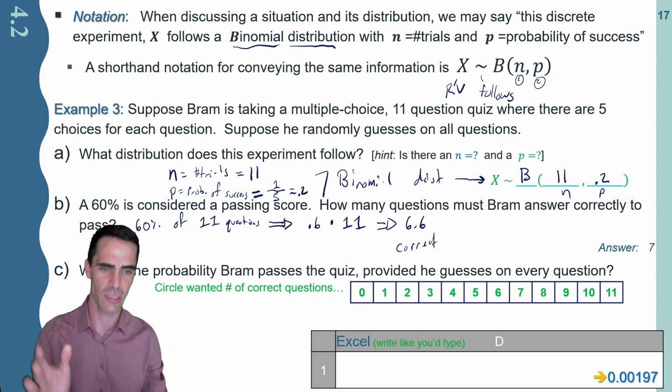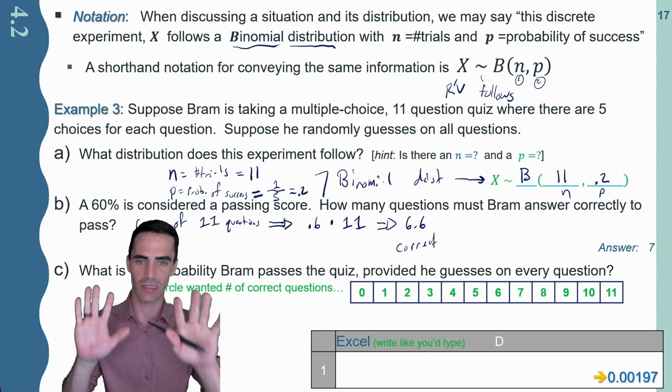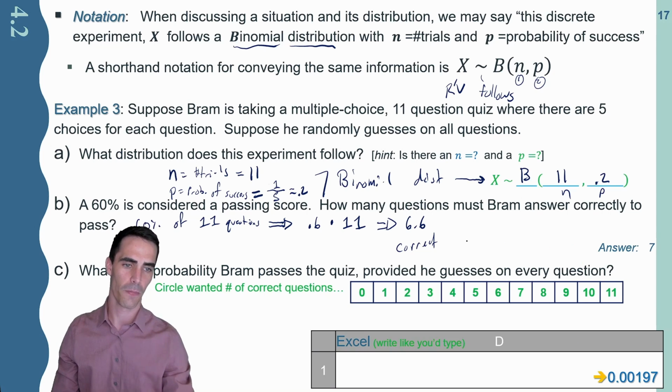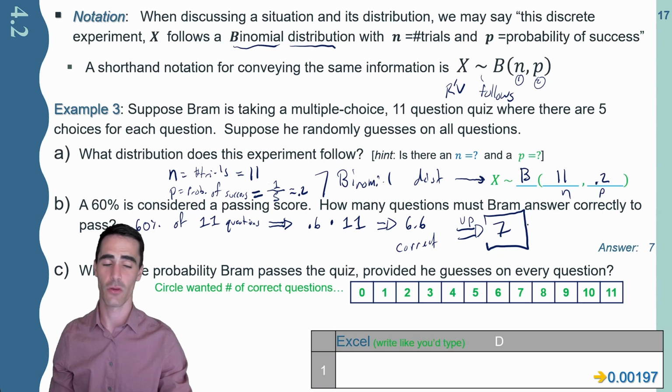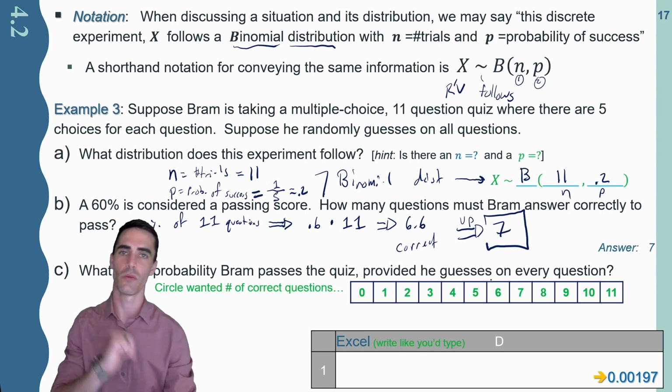Although I don't think Bram can somehow get 0.6 of a question correct. At least there's no partial credit denoted here. And so let me round this up to 7. In order to pass this quiz, I need to get 7 questions correct. Let's see what we can do with that.